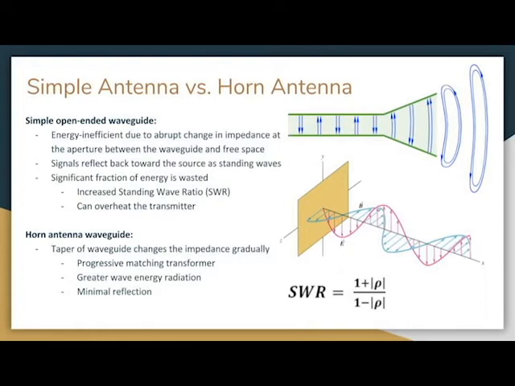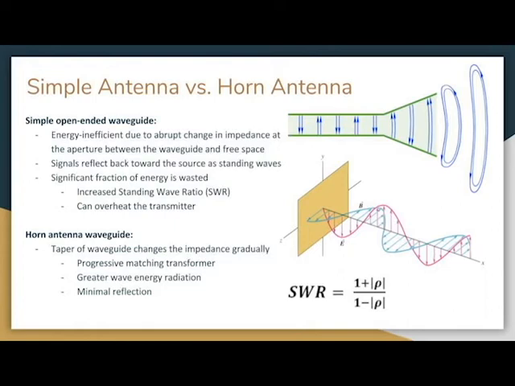Without a horn, a simple, open-ended waveguide is not very efficient. This is due to the fact that the sudden end of the conductive walls at the end of the waveguide causes an abrupt change in impedance at the aperture between the impedance of the waveguide and the impedance of free space. The sudden transition causes signals to be reflected back along the waveguide toward the source as standing waves.